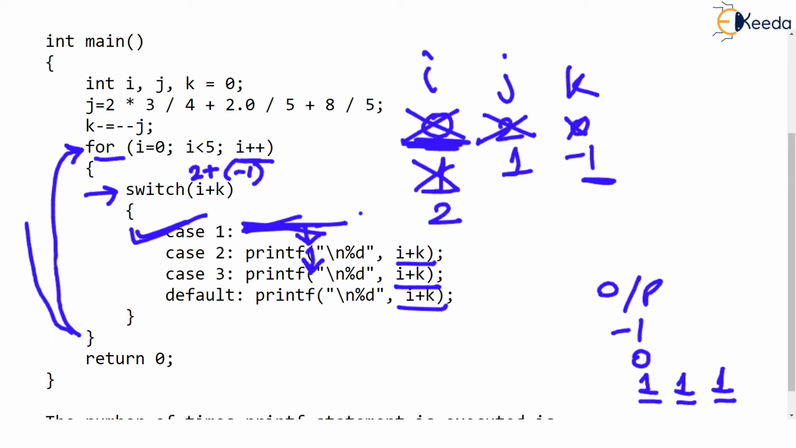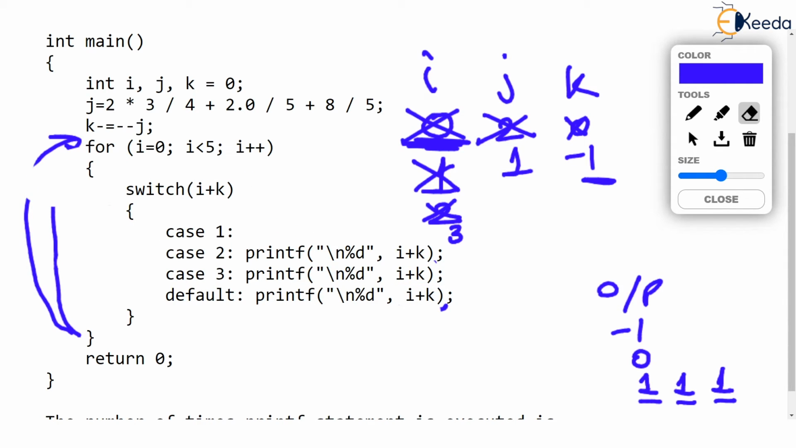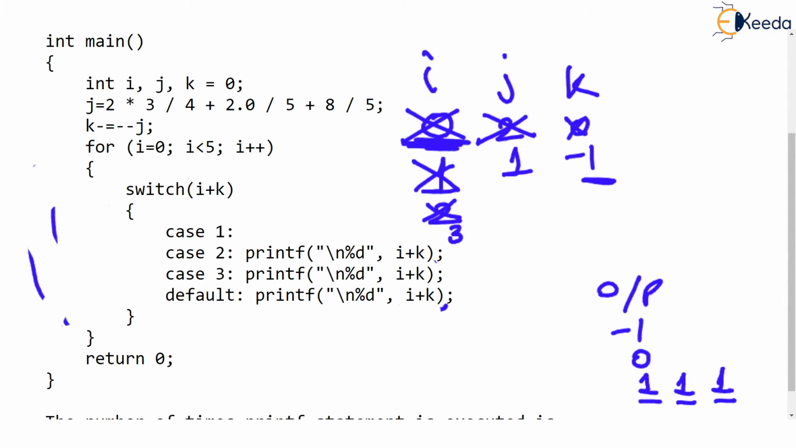Okay, what happens next when the for repeats again? I will become 3. Now this is the next repetition of the for loop. I becomes 3. When I is 3, the switch is checked. Now it is 3 plus -1. Let's check this. Is there any case like this? Yes, this is 2, isn't it? 3 plus -1. Case 2 becomes true.